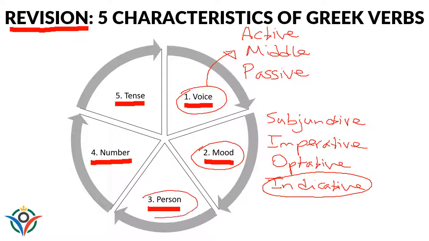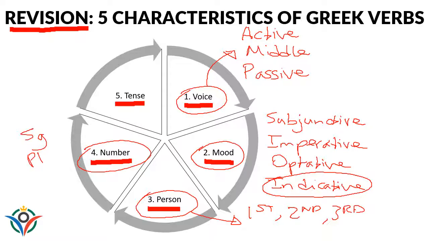Then we have the person. The person indicates the actor of the verb, and the actor of the verb can be first, second, or third person. The first person is the person speaking, and it can be I or we. The second person is the person being spoken to, and normally you if it's singular, and you if it's plural. And the third person is the person or thing being spoken about. He, she, it, they. You can think of lots of examples there. The fourth characteristic is the number. The number indicates whether the actor of a verb is singular or plural.